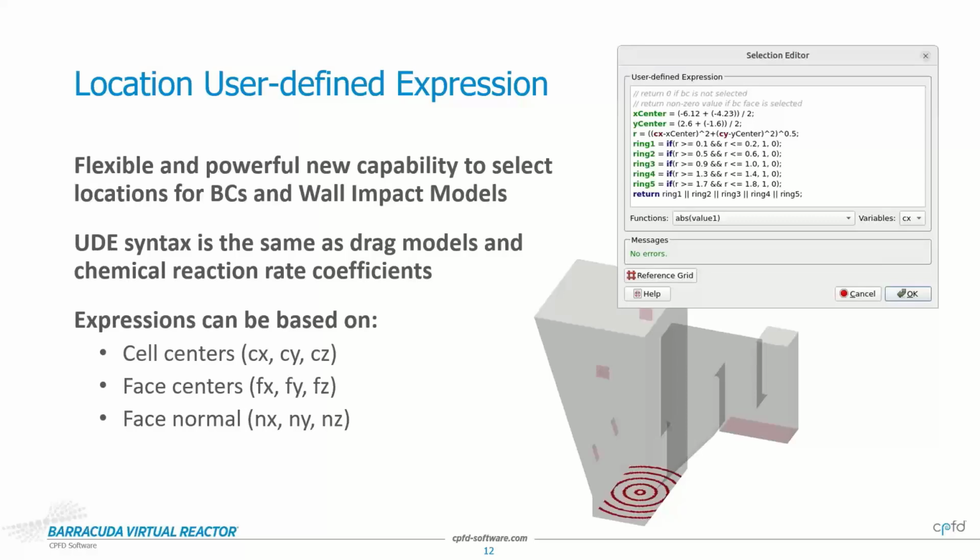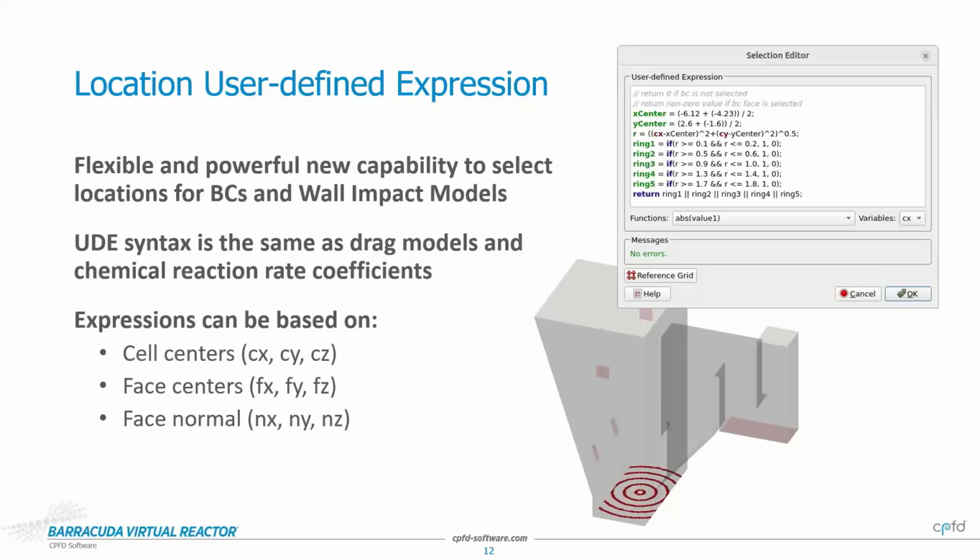The ability to select BC locations by user-defined expressions is a powerful new feature in the 25 release. The UDE syntax here is the same as for user-defined drag models or chemical reaction rate coefficients, which you might have used in the past. For the purpose of selecting BC locations with these expressions, we've added variables for cell center locations, and those are the CX, CY, CZ that you see listed here. We've also added face centers, FX, FY, and FZ, and face normals, NX, NY, and NZ.